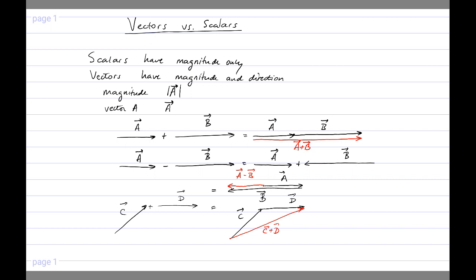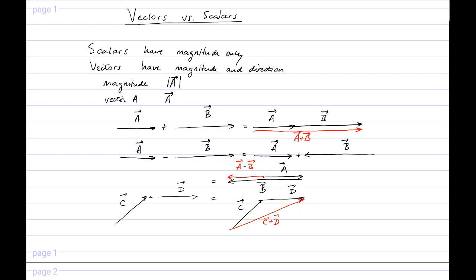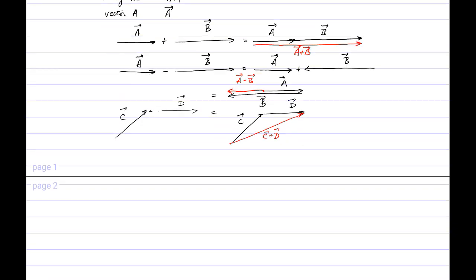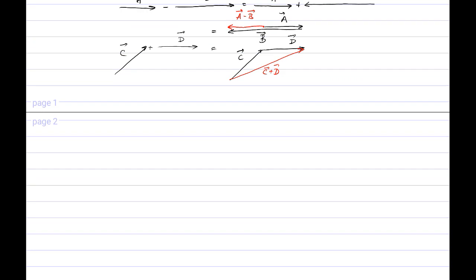Okay? Now, it is not very easy to figure out what this vector C plus D is. I mean, if we know the angle and if we know laws of sines and cosines, that's one thing. But there is a much simpler way of adding vectors that are not along the same direction.